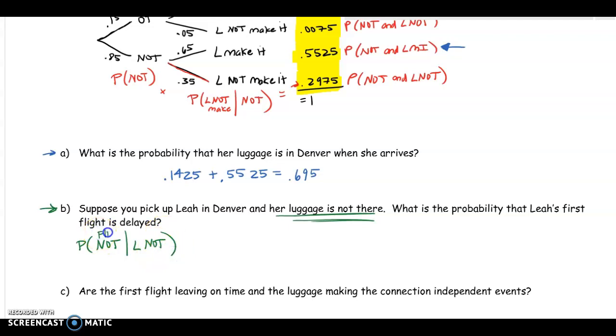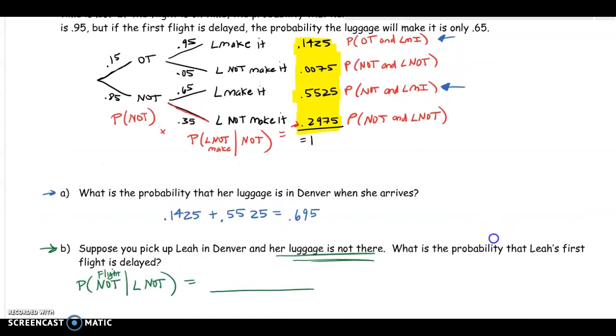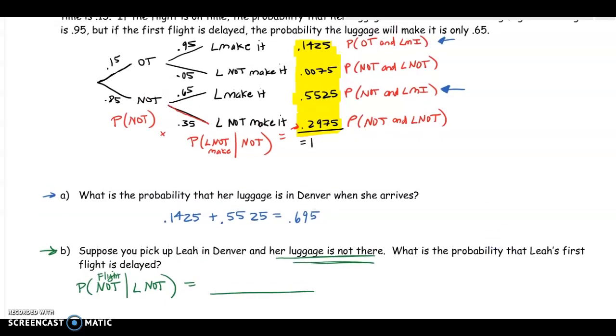And again, this is flight is not on time, given the luggage is not on time or luggage does not make it. Okay, so again, when you're doing your conditional probabilities, the bottom is going to be all of the places that the luggage does not make. So in green, you'll see this. Luggage is not making it, luggage is not making it. So those are the two that are going to go on the bottom.